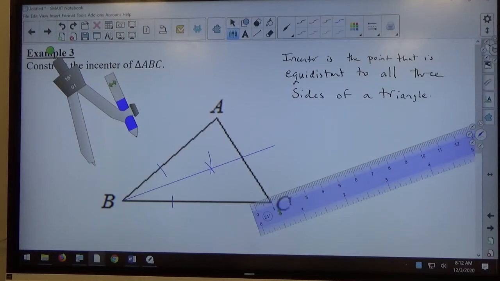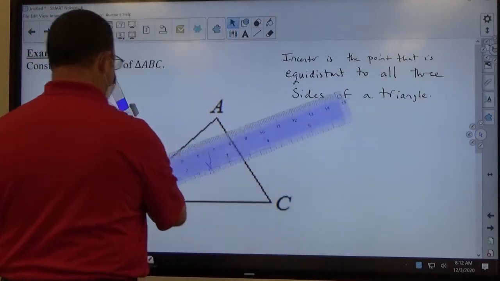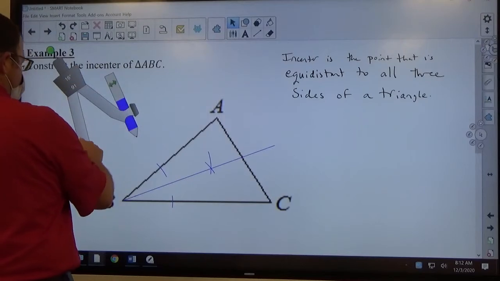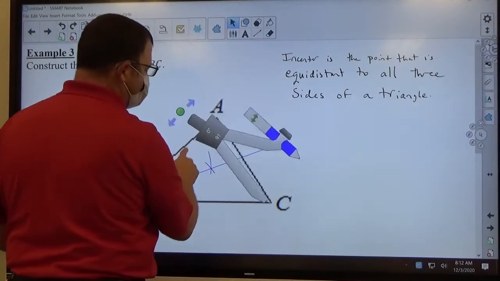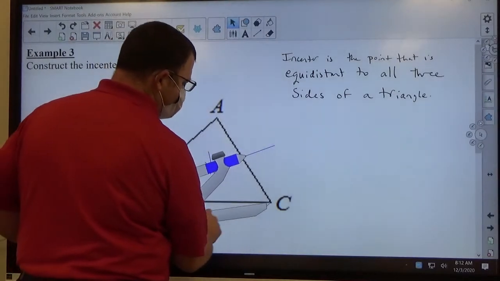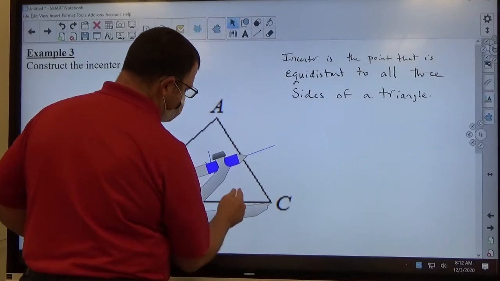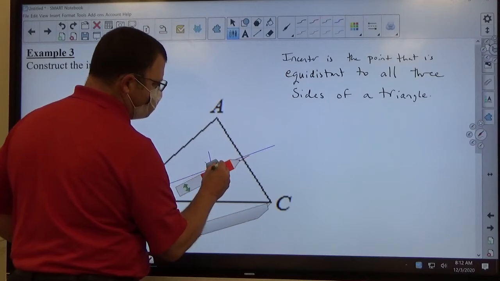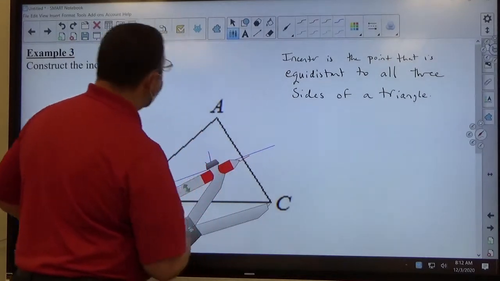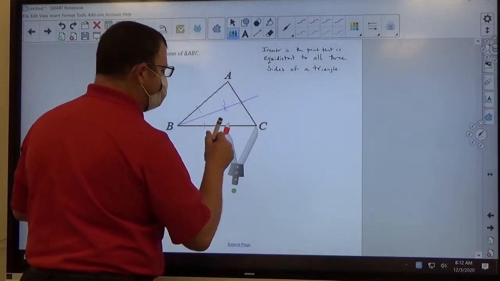All right, so once we've constructed an angle bisector, now I want to construct a second angle bisector. It doesn't matter which angle. I'm going to go with angle C. The exact same construction we just performed, so I'm going to place my compass point at C. I'm going to pick some radius. Doesn't matter what radius I pick. I'm going to mark an arc on AC, and I'm going to mark an arc on BC, the two sides of angle C.